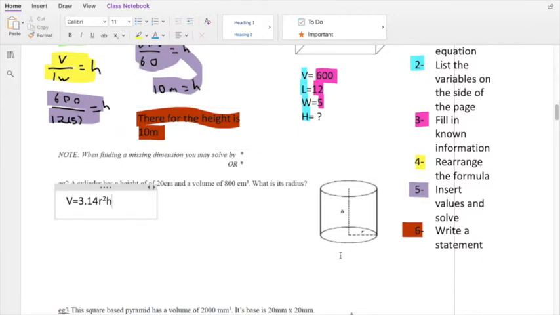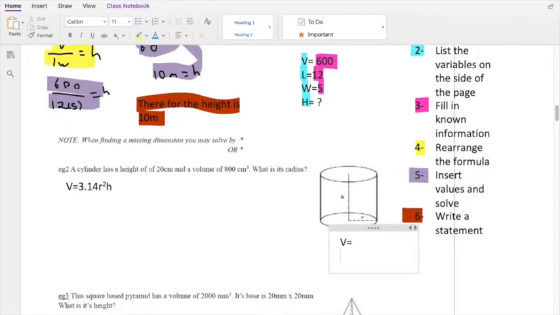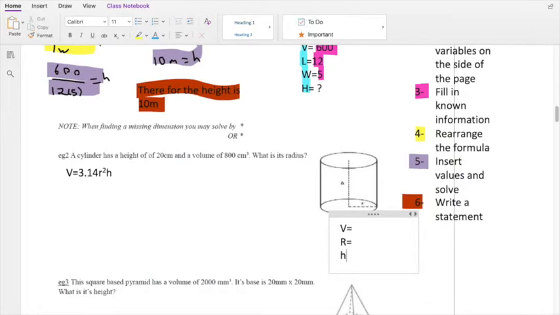So let's list off everything we know. All my variables. Volume equals, radius equals, and height equals. So volume equals 800. The radius we don't know, and the height is 20.